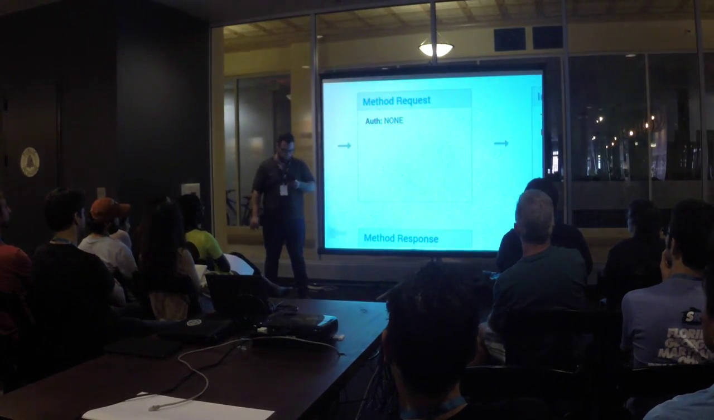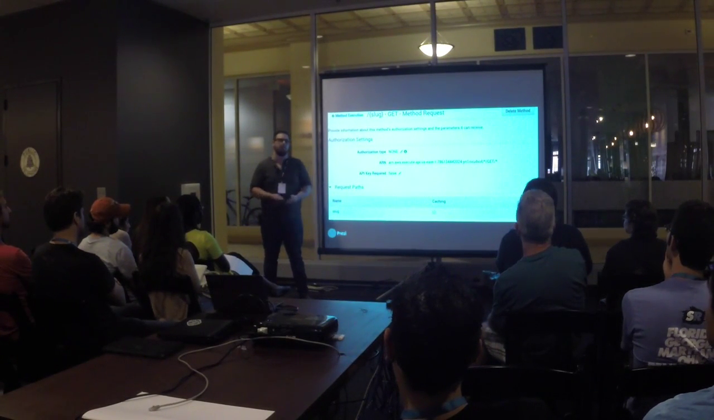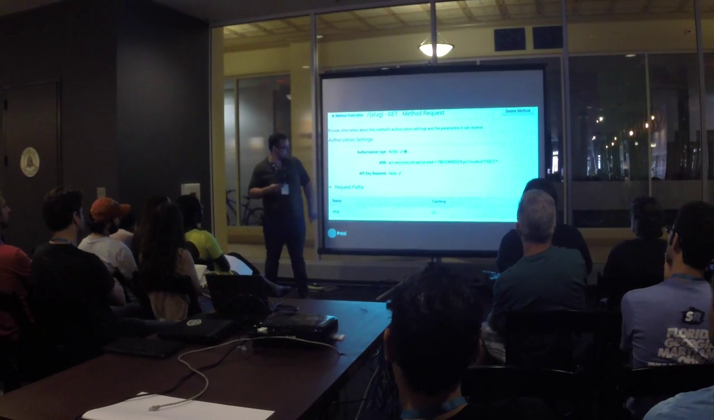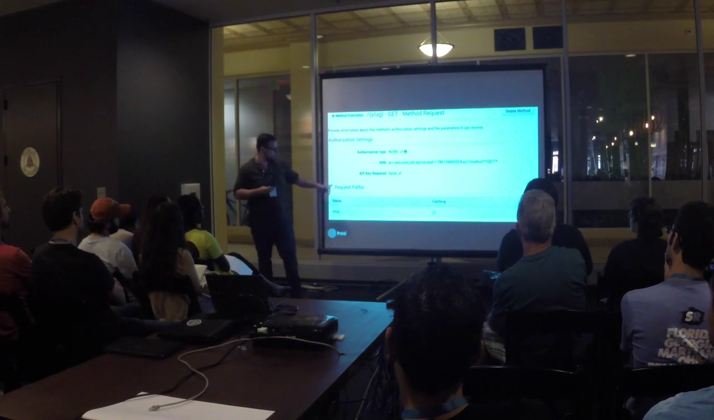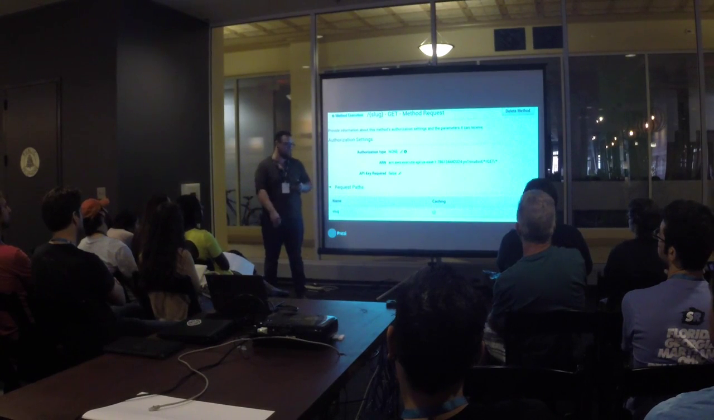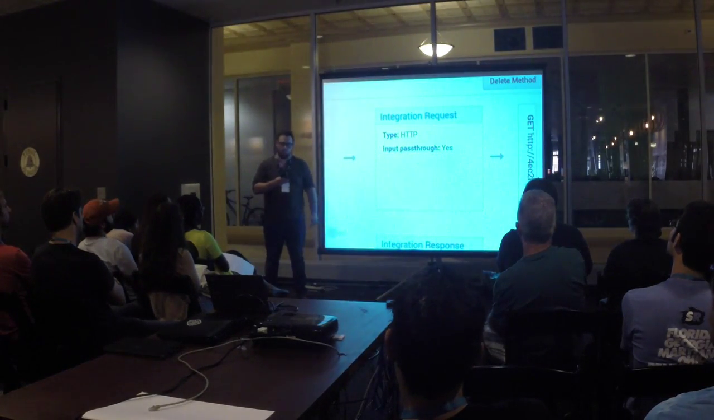Method request. In the method request, you have optional parameters you can pull from. When I set the curly braces and I had slug, it automatically added my request path as a slug. You can have query strings and header requests inside of here that you can then map to your API through the integration request.